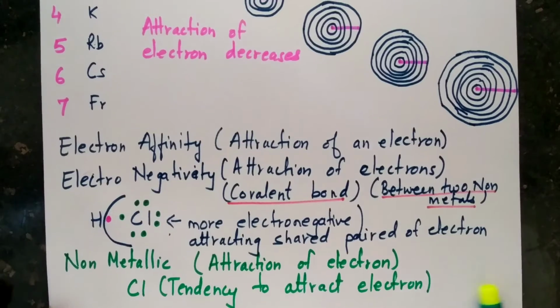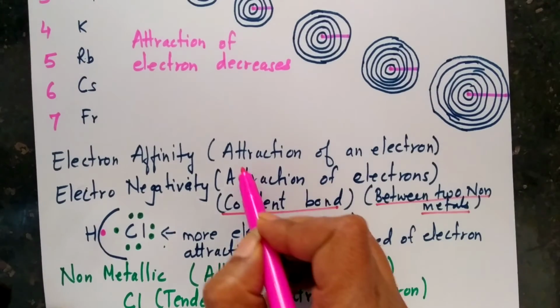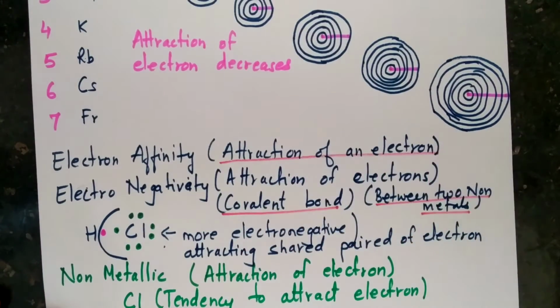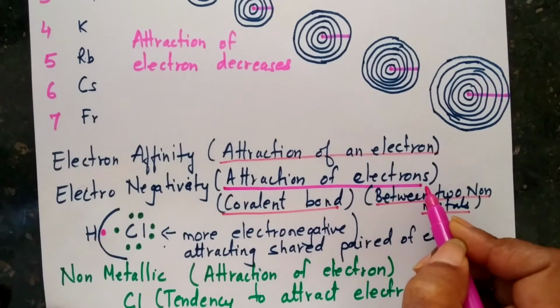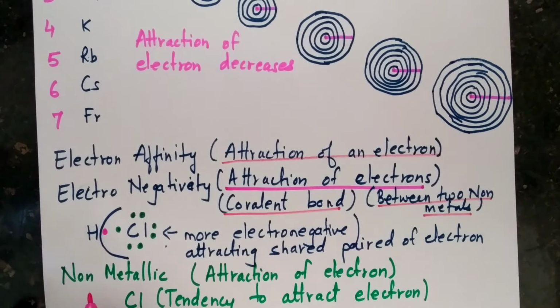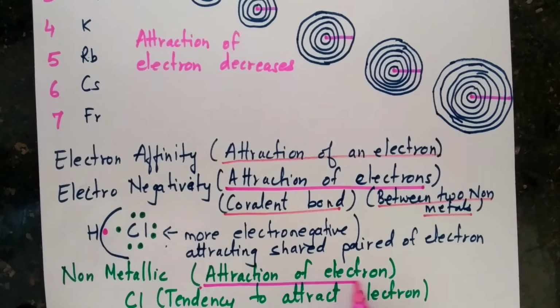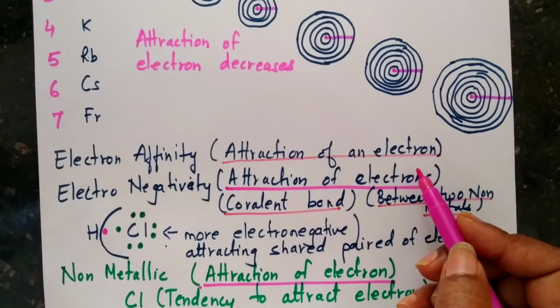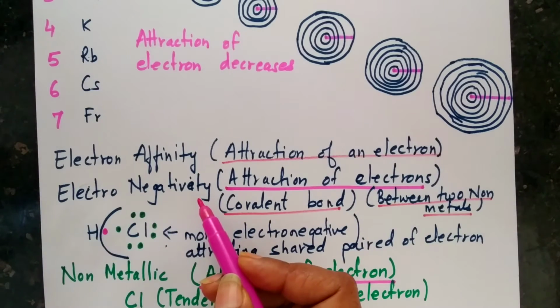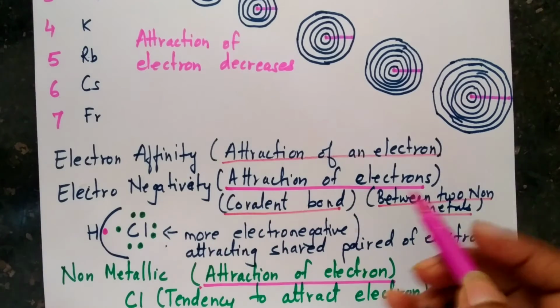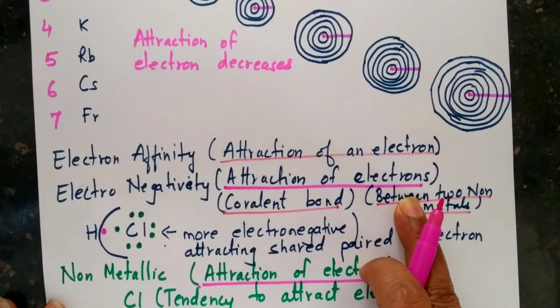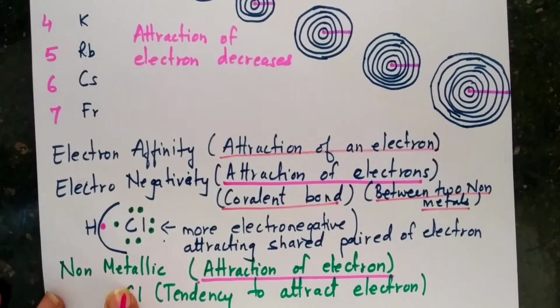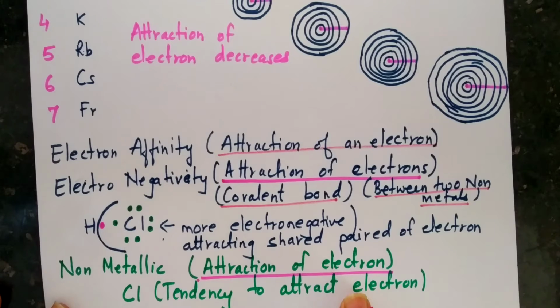So in electron affinity, you see there is attraction of electron. In electronegativity, there is attraction of electron. And in non-metallic character, again there is attraction of electron. Electron affinity is related to attraction of electron. Electronegativity is related to attraction of electrons in a covalent bond. Non-metallic character is also attraction of electron.